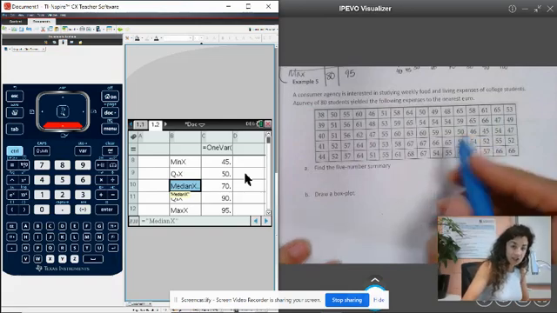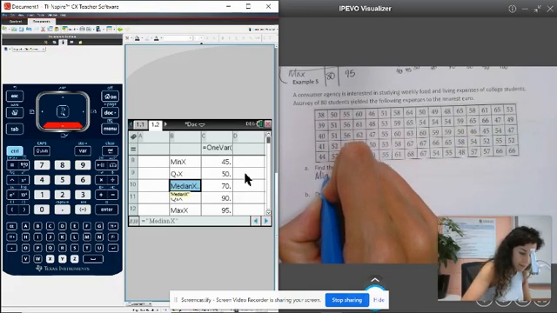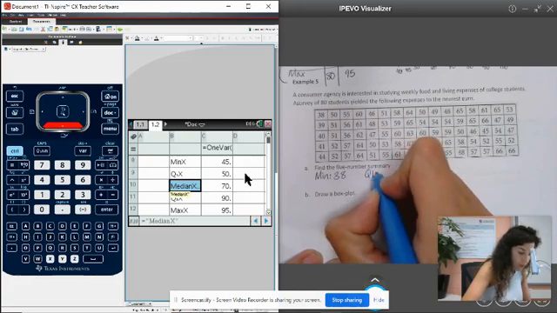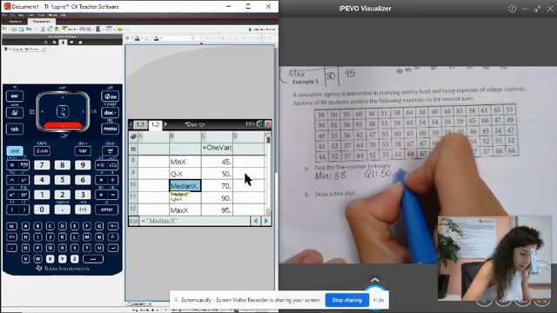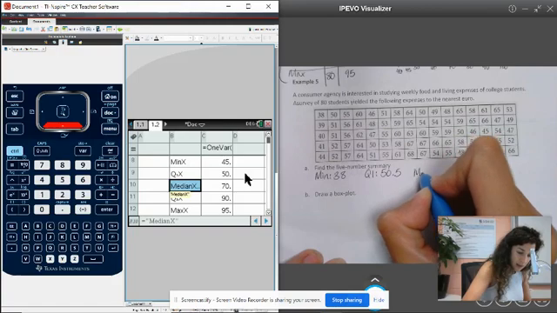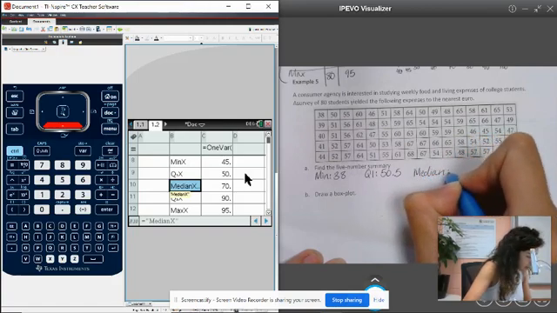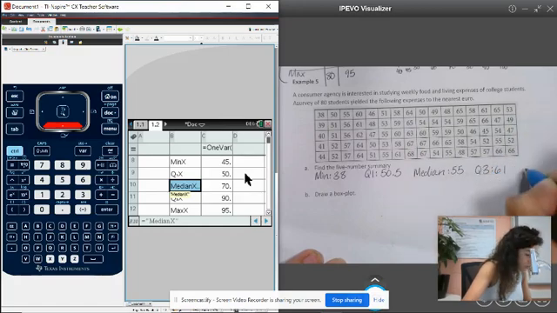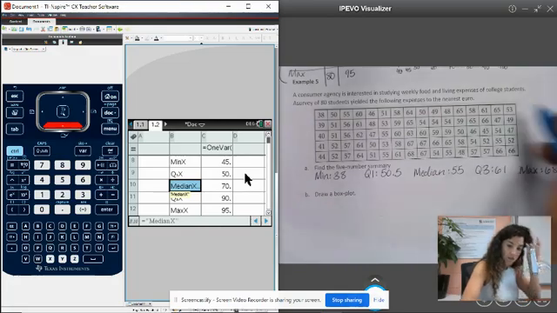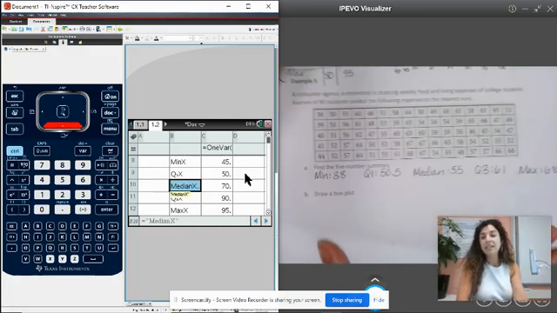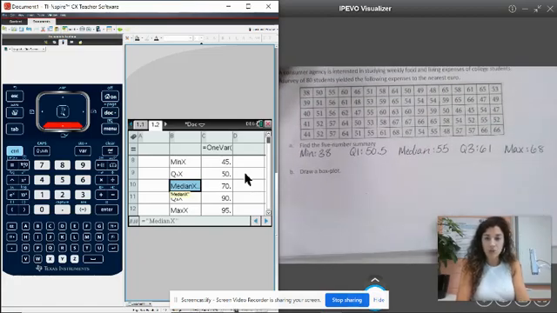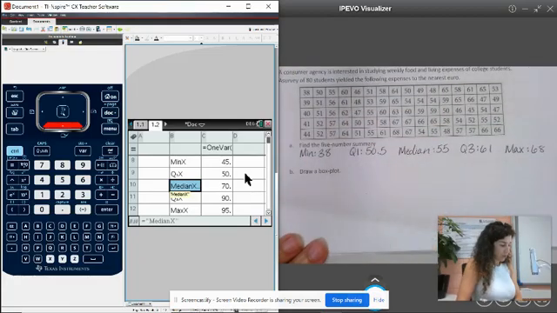Okay, so if you put all of this into your calculator, you will get a minimum of 38. Quartile 1 will be at 50.5. Your median is 55. Quartile 3 is 61, and then your maximum is 68. So we've taken our raw data and we've grouped it now in a different way. Now we're going to use this and draw a box plot, or a box and whisker plot.